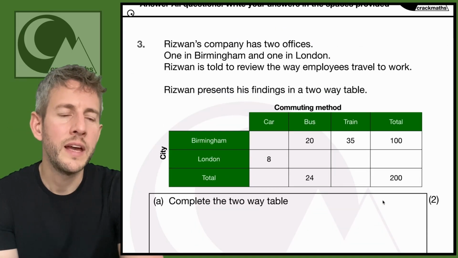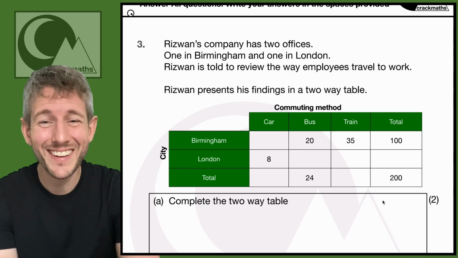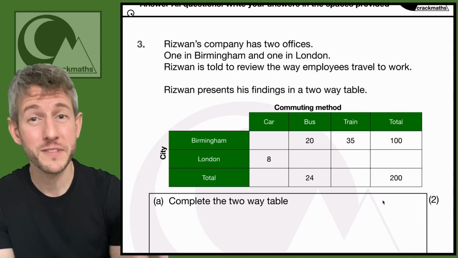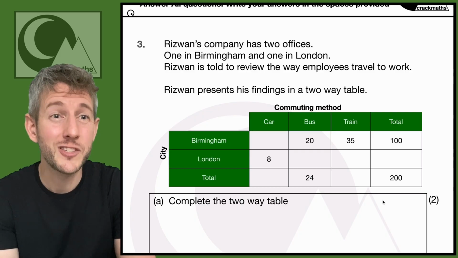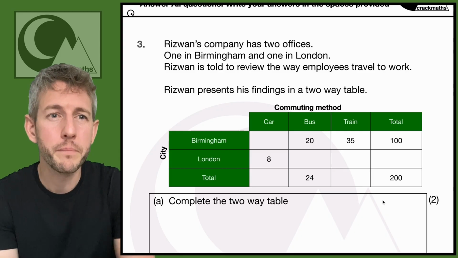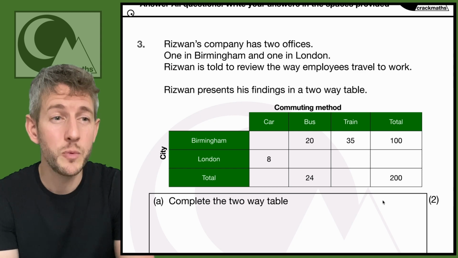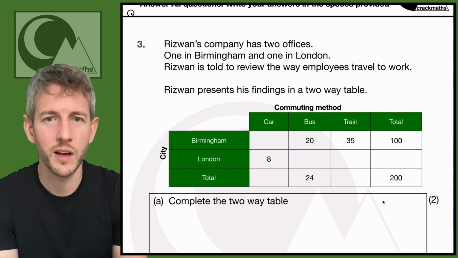So here we go. Here's a question where it's got a two-way table. Ooh, these numbers aren't the nicest for a non-calculator paper, but I have put this in because I have seen this kind of thing in the past. So here it says, Rizwan's company has 2 offices, one in Birmingham and one in London. Rizwan is told to review the way employees travel to work. Rizwan presents his findings in a two-way table. So here we go. We've got commuting method at the top and we've got city at the side.